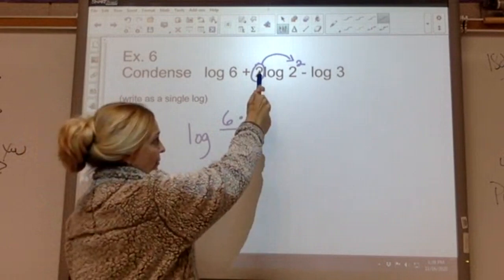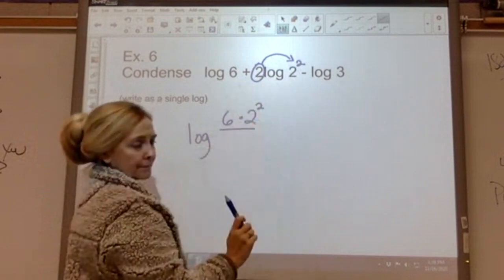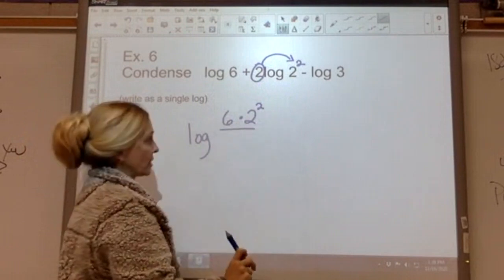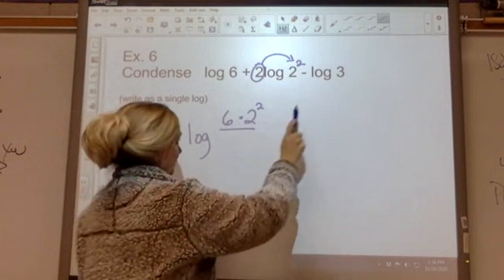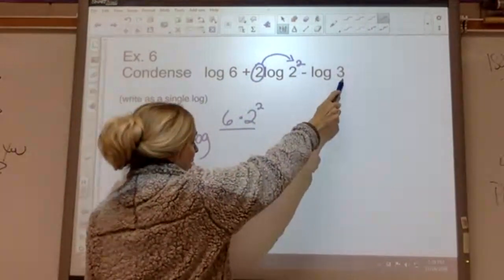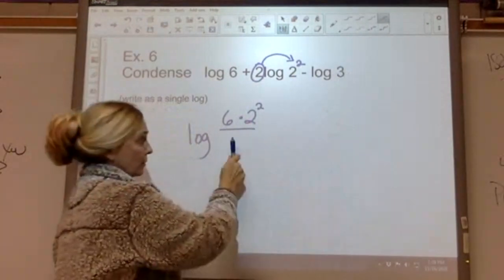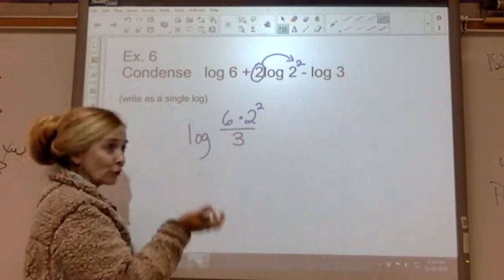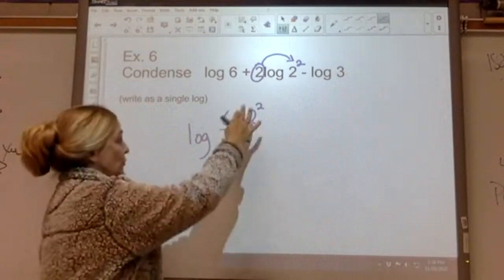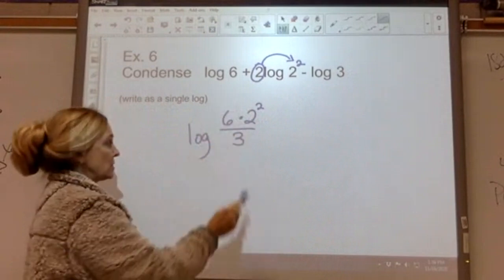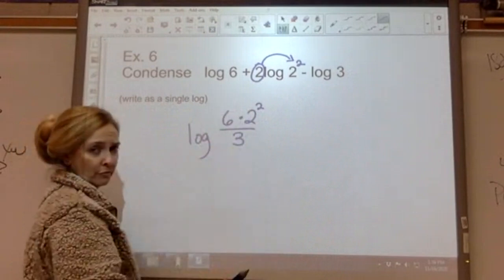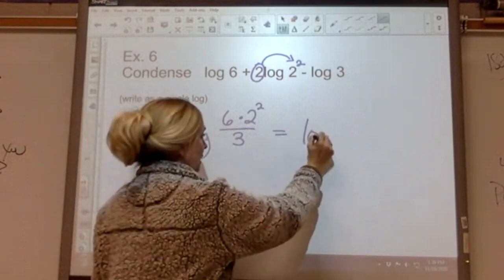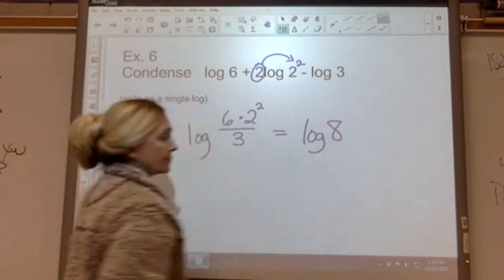So the number in front of the logarithm moves and becomes the power. These were both positive, which meant they went in the numerator of the fraction, and I'm multiplying together. Now I have this log of 3, and it's a minus, so it's going in my denominator. But now these are real numbers, and I can actually square this, multiply, and divide. So this is really 6 times 4, which is 24. 24 divided by 3 is 8. So this equals log of 8. Okay?